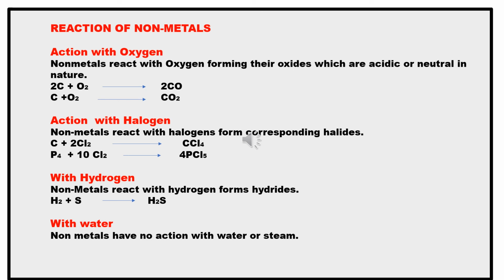And phosphorus, when it reacts with chlorine, forms phosphorus pentachloride. So when a non-metal reacts with a halogen, it forms corresponding halides. Now, what's the action of a non-metal with hydrogen? Non-metals react with hydrogen and form their hydrides. For example, here we can take sulfur. Sulfur reacts with hydrogen and forms hydrogen sulfide.